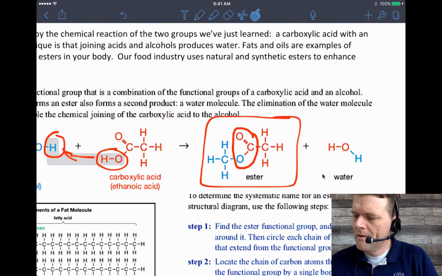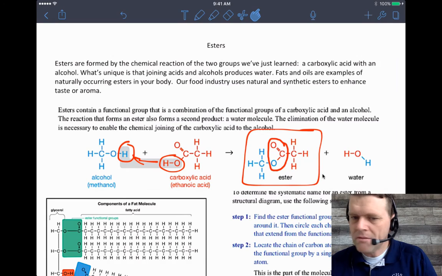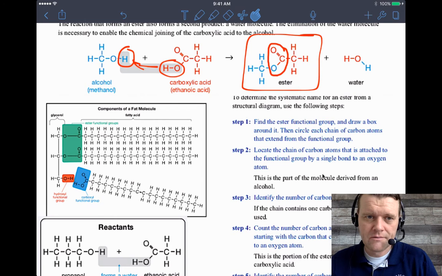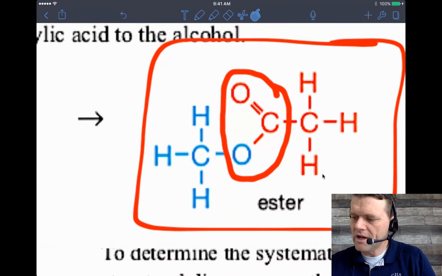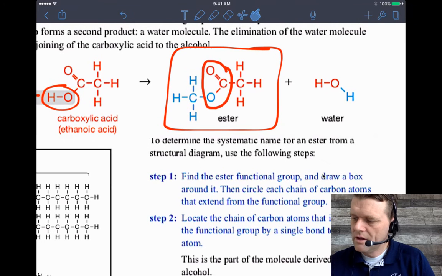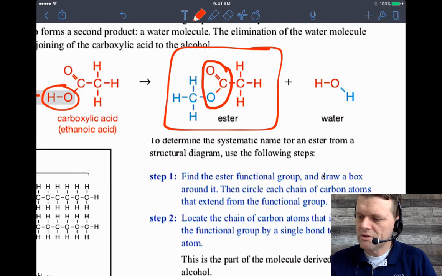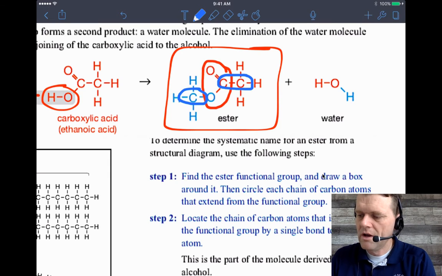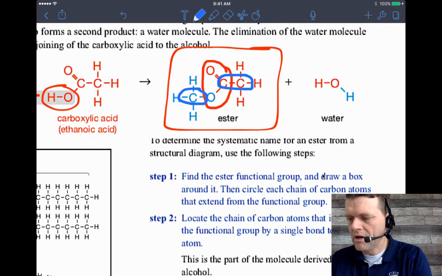So when it comes to naming an ester, you have to first find the ester, okay? And we kind of already did this, so I'll maybe just refer back to it. So we did find the ester, it's right there, the ester group, and then it says circle the chains of carbons, maybe we'll switch to blue here, that are coming off of the ester. So there's just a carbon here, and then there's two carbons here. So we include the carbon that's double bonded to the oxygen, okay? So those are the two chains that we have to name.